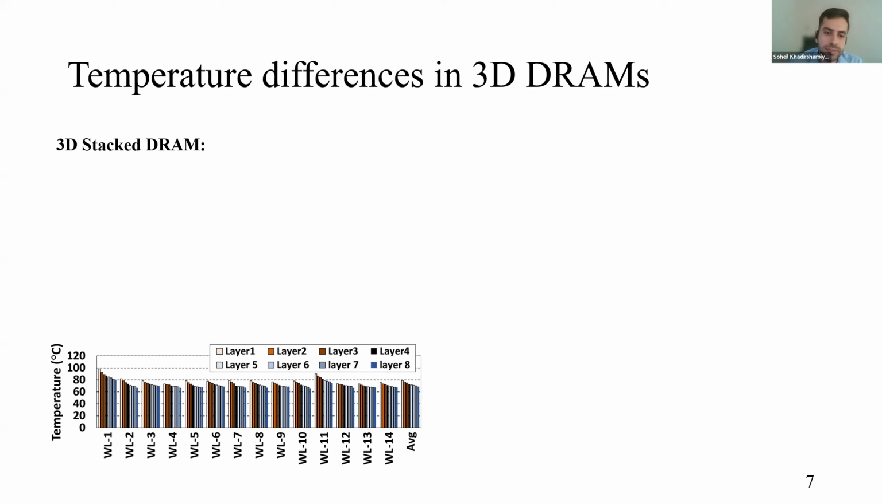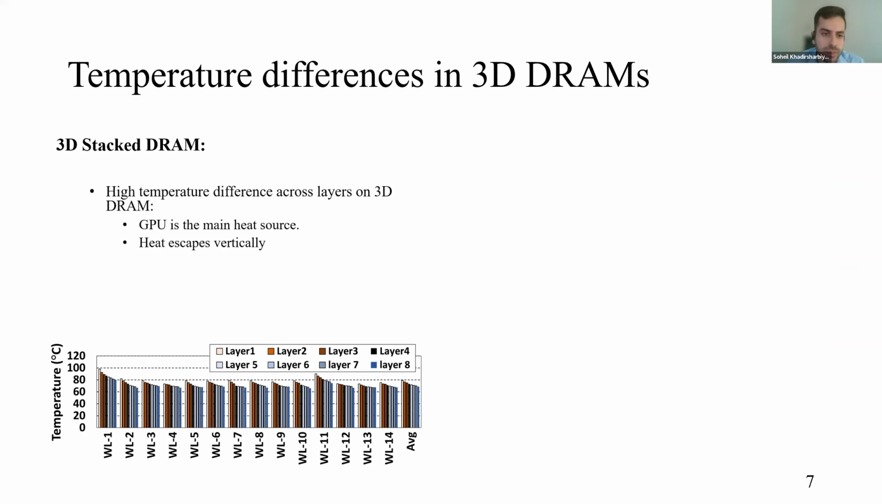For across layers, we find that there is a temperature difference of up to 20 degrees centigrade, and on average 12.4 degrees centigrade across layers. The reason is that the GPU is the main heat source, and heat escapes vertically. So different layers face different amounts of heat, and because of that, we have a high temperature difference across layers.